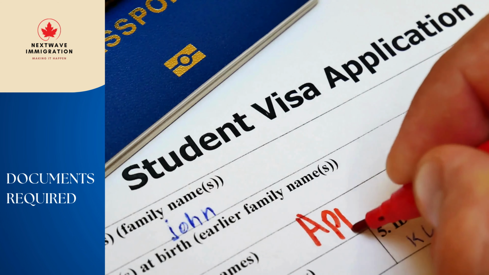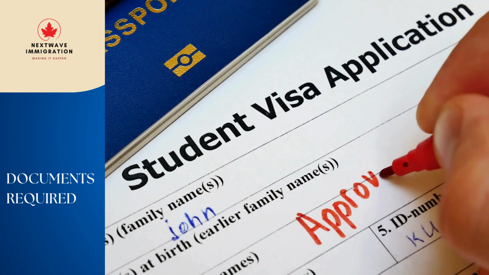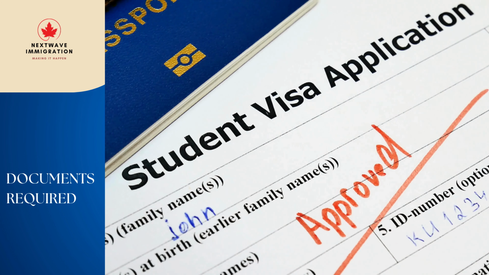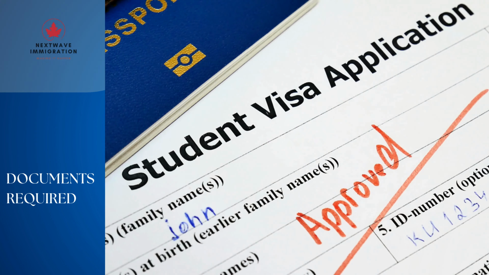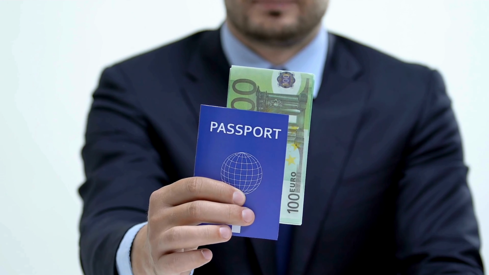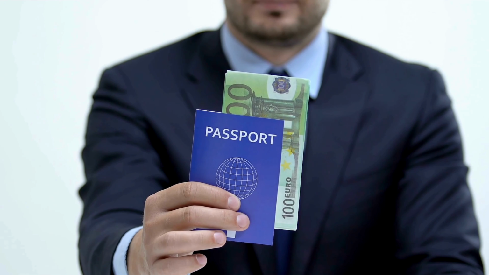You've reassessed your application. Now, what documents do you need for a successful reapplication? Well, the cornerstone of your reapplication is a valid letter of acceptance from a designated learning institution, or DLI, in Canada. This isn't just any old letter. It should clearly outline your program, detailing the specifics of what you'll be studying. It should also specify the duration of your course, including both the start and end dates.